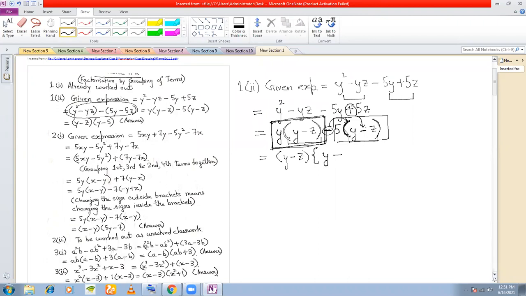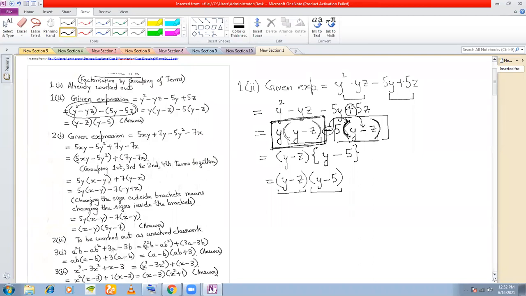From 5 into y minus z, I am taking out y minus z. So I am dividing by y minus z. So I'm left with a y. So now we can change this to normal brackets. So this has been factorized. This expression containing 4 terms has been factorized into 2 factors, y minus z and y minus 5.